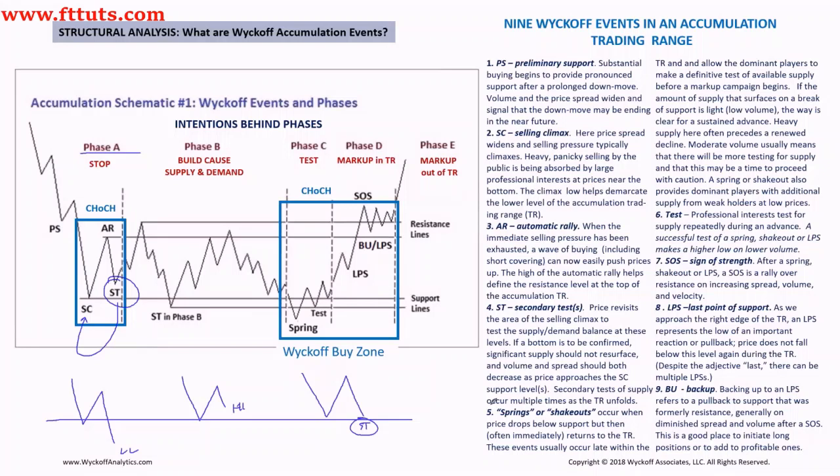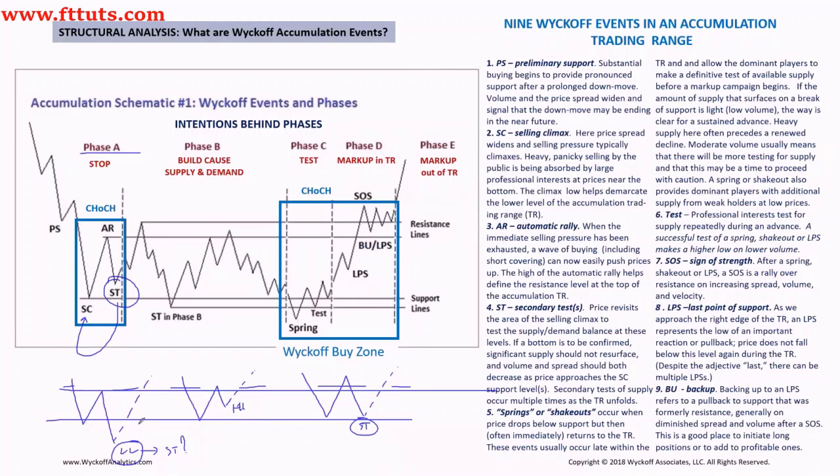The question is, when the secondary test goes below the selling climax, how do we identify in the volume that the price will go up again into the trading range? Okay, I think I understand the question. So the question is, let's say if it goes to a lower low, how do we know that this is a legitimate secondary test? So that's the question.